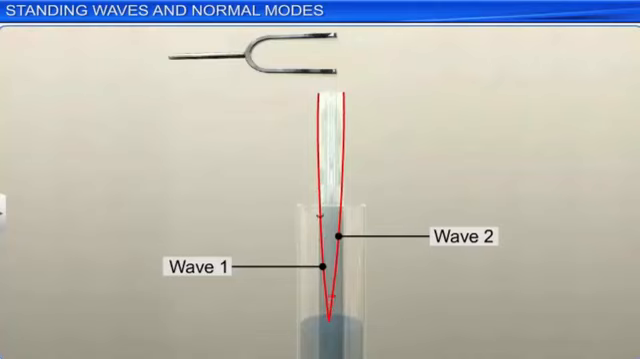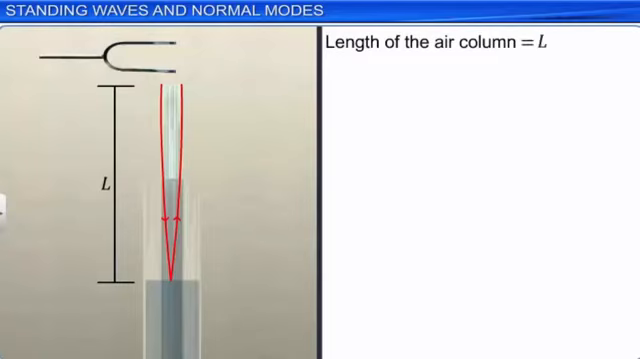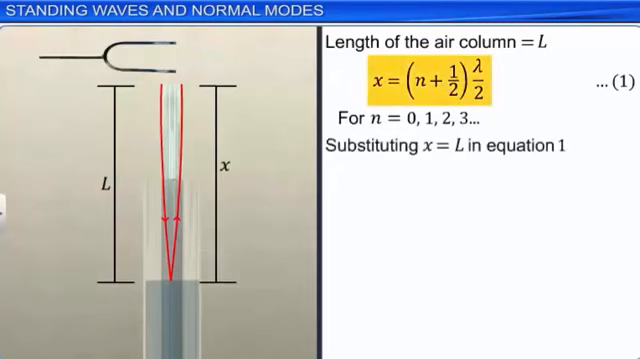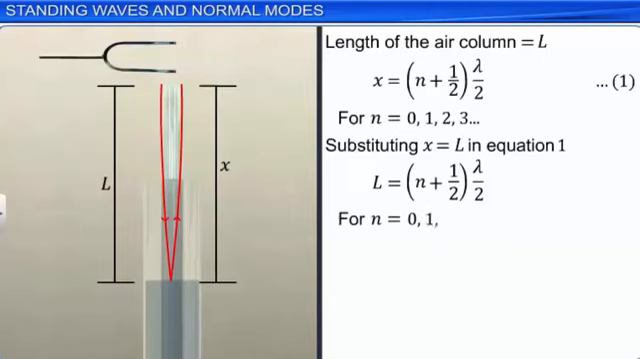The position of the antinode is expressed as x = (n + 1/2) λ/2. Let this be equation 1, for n = 0, 1, 2, 3, and so on, which represents the positions of the antinodes. Substituting x = L in equation 1, we get L = (n + 1/2) λ/2, for n = 0, 1, 2, 3, and so on. By rearranging the above equation, we get λ = 2L/(n + 1/2), for n = 0, 1, 2, 3, and so on. Let this be equation 2.